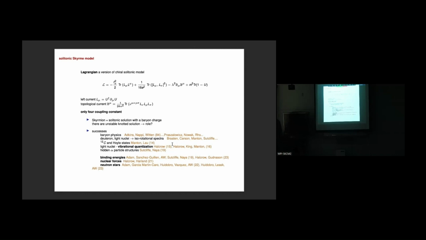I would like to underline it, because in chiral perturbation theory, you easily get 100 terms with 100 free parameters, which are fitted to experimental data. So here there are only 4.